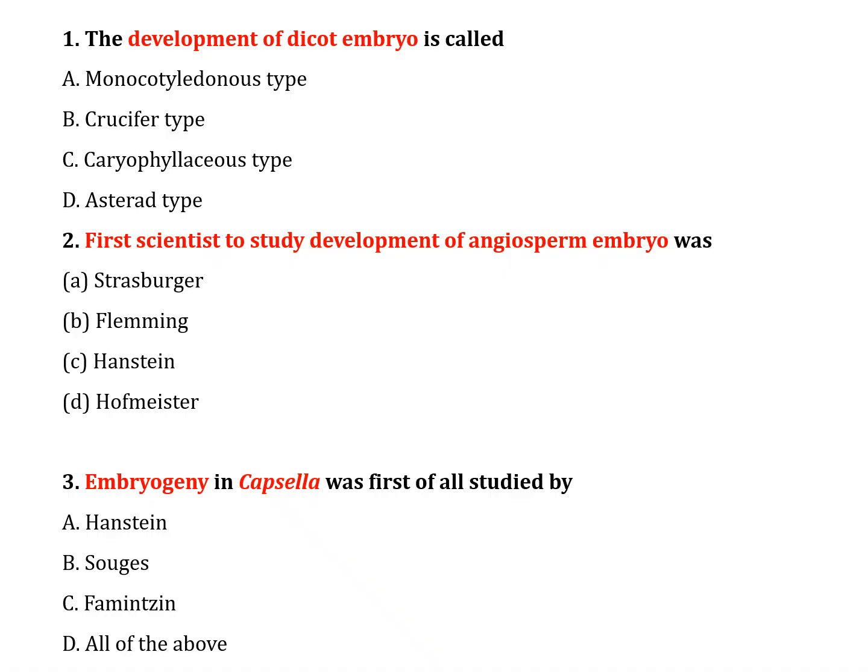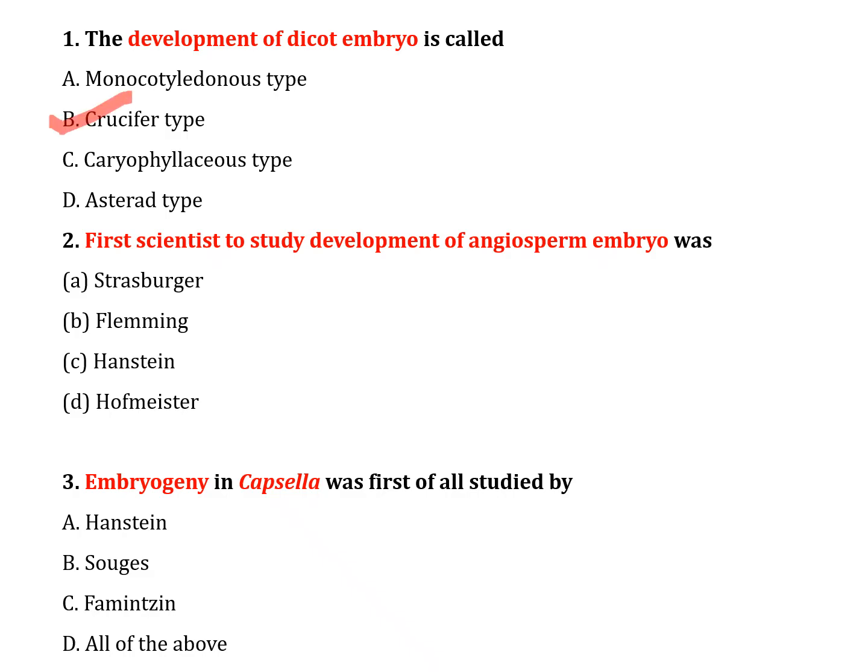Question number 1. The development of a dicot embryo is called option A monocotyledonous type, option B crucifer type, option C caryophyllaceous type, option D asteroid type. The correct answer is option B crucifer type.